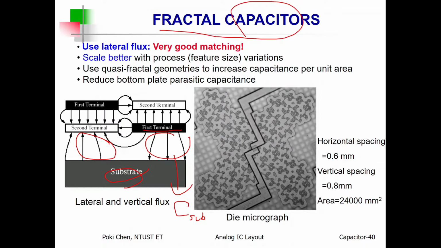Later, I will explain in which way the capacitance can depend much more on lateral flux than vertical flux, and how they can reduce such parasitic flux. It is really important for the property of the new capacitor.